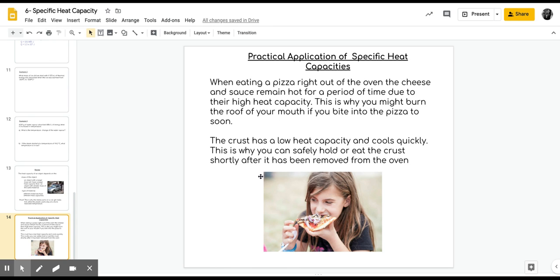If you have any questions, ask away. Hope specific heat capacity makes sense, guys.